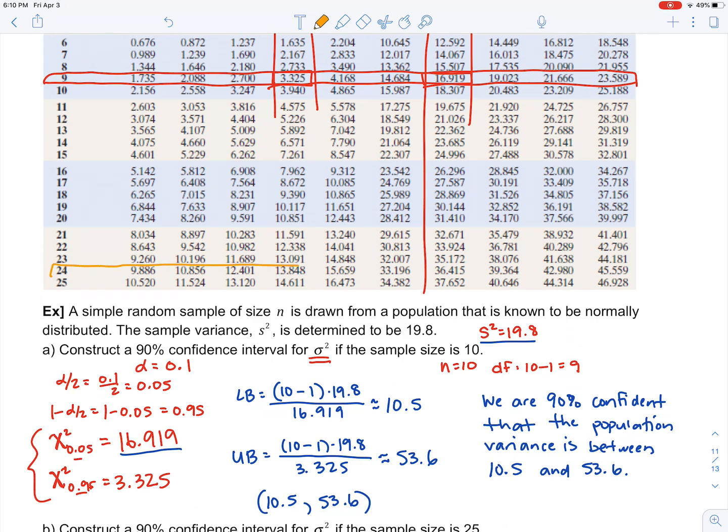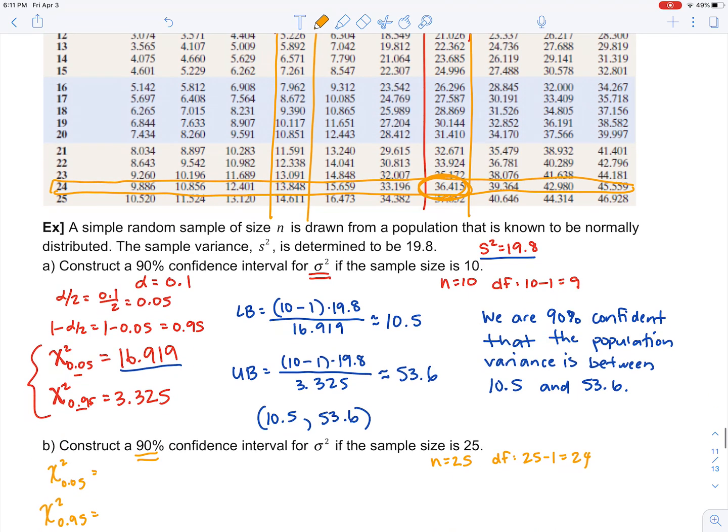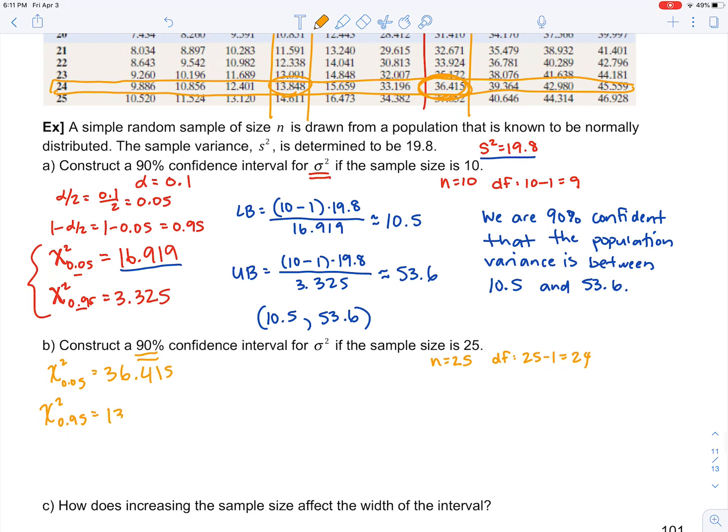So scroll up to the table. Here is the row for 24 degrees of freedom. I'm going to highlight the row here. And the columns are the same, so let me bring this all the way down. Okay, so the chi-square sub 0.05, the chi-square with an area of 0.05 to the right, would be 36.415. So write that down. And then chi-square sub 0.95 would be 13.848.